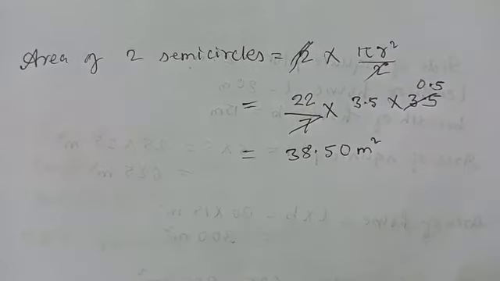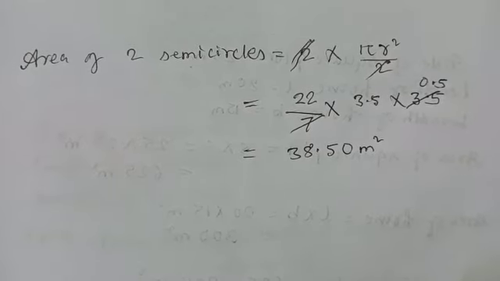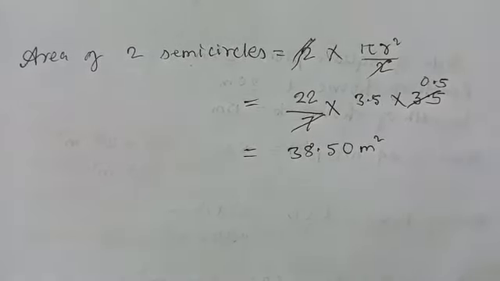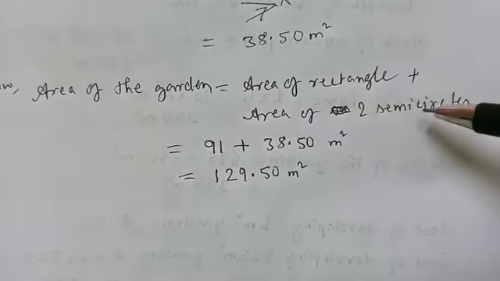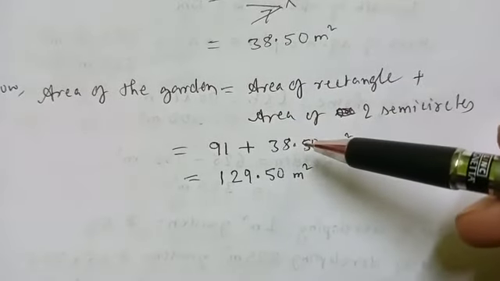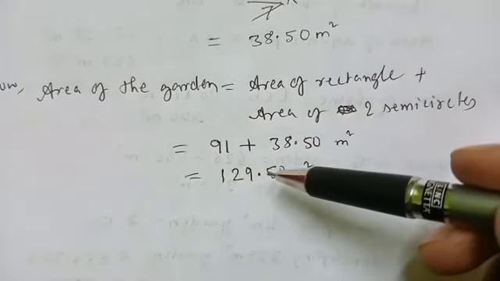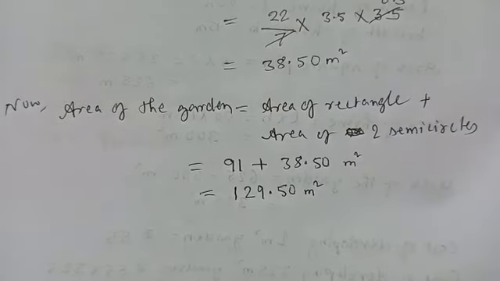Now what do you have to do finally? To find the area of the garden, we have to add the area of the rectangle and the area of the semicircles. Here, area of the garden equals area of rectangle plus area of two semicircles. So area of rectangle is 91 and area of two semicircles is 38.50. So the final answer is 129.50 meter square. This is the answer for the area of the garden.